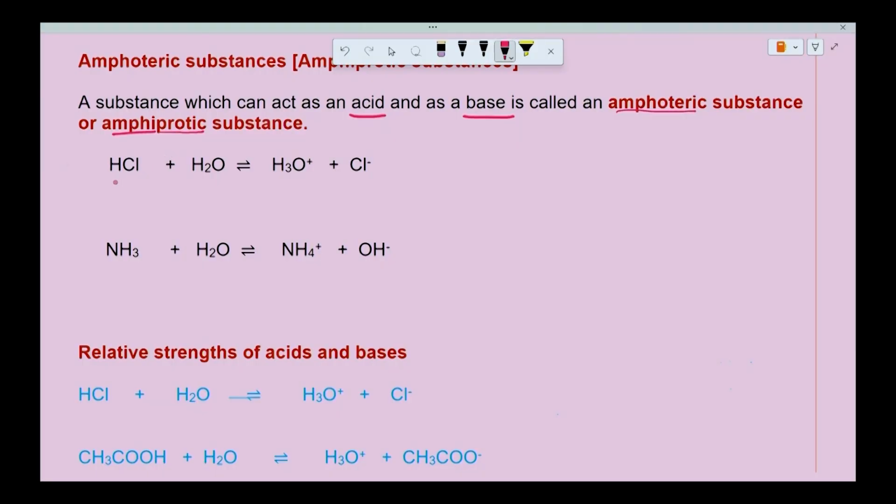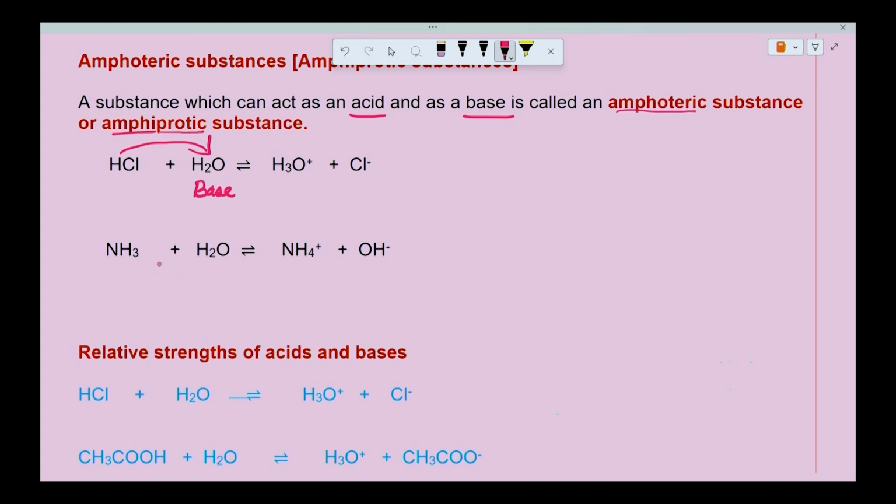Here let us take HCl. When treated with water, HCl donates a proton to water and you get H3O plus and Cl minus, in which water acts as a base because it accepts a proton.